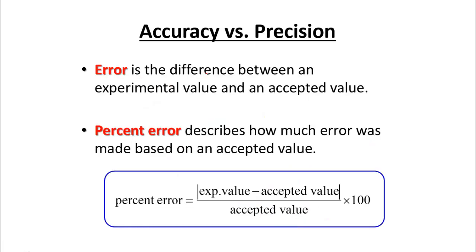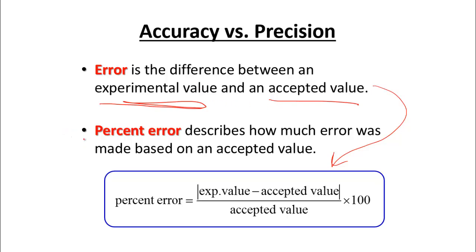Error is the difference between your value, the experimental value, and the accepted value. It's the top of this equation down here. Your experimental value minus the accepted value shows how much error you had. Was it 10 apart? Was it 20 apart? Was it a tenth apart? So error is the difference in those two values.